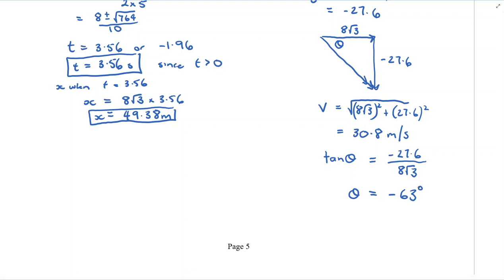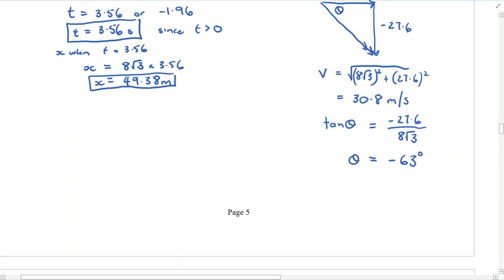It would be in the second quadrant. If you wanted to put it above, it had to be in the second quadrant. So it would be 180 minus 63. That's the question done.